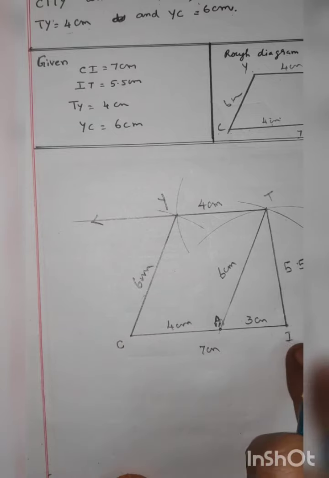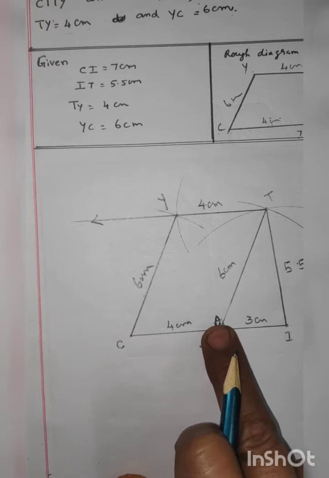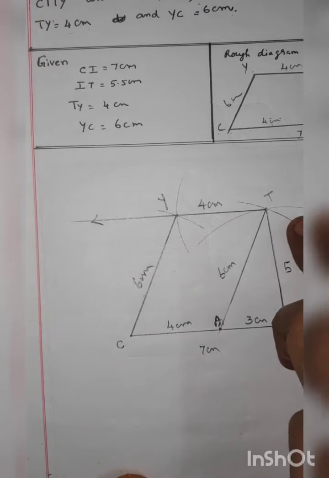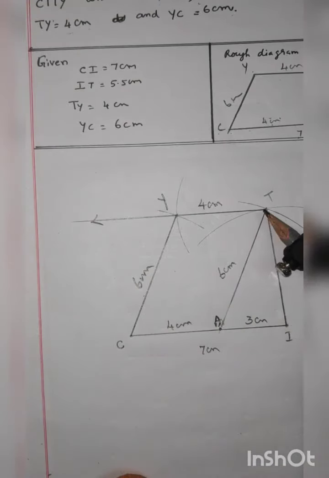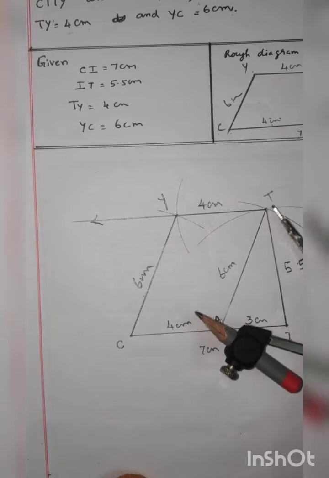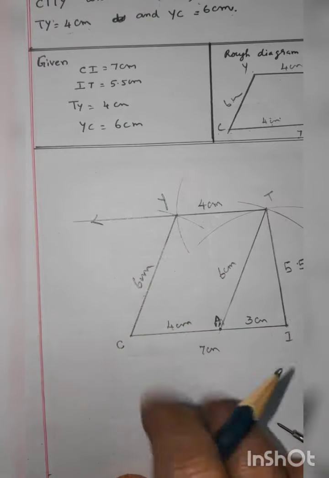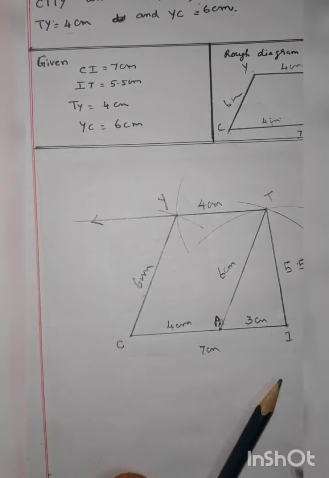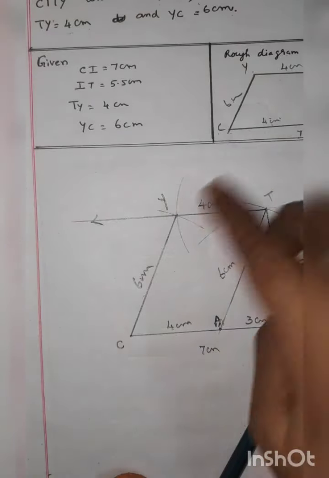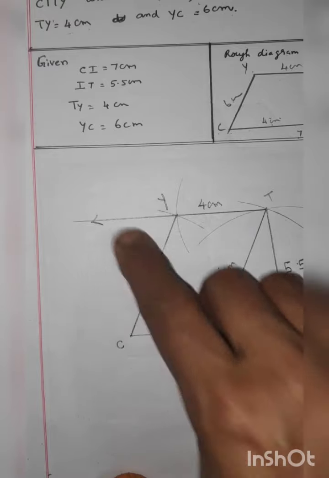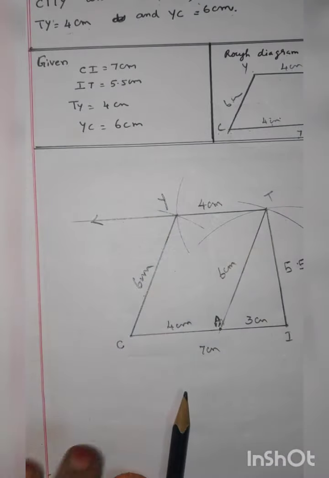First work is draw the line 7 centimeter. Mark 4 centimeter for the point and write it A. From I measure 5.5 centimeter with the compass and cut the arc. Measure 6 centimeter from A with the compass and cut the arc. The meeting point is T. You join IT and AT. Next work, here the CA value only you want to measure and cut the arc. From T cut the arc, and from C measure 6 centimeter and cut the arc. The meeting point is Y point. You join the line.